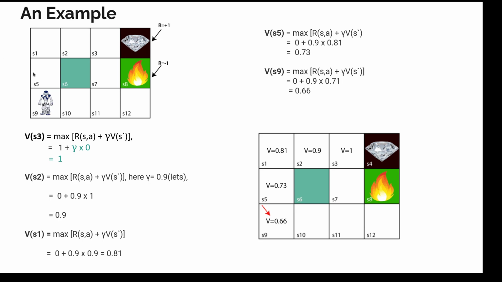Let's say the robot is at S9, and it is asking what is the value of S3. First it is calculated as the max over actions: you are at S3, from S3 you take the action which gives the maximum reward, plus gamma times the value of the next state, S dash. So it is R of S,A, and from S3 going right is the only best option, which gives a reward of 1. So 1 plus gamma times the value of this state, the diamond one, which is defined as 0. So gamma into 0, and finally the value of S3 is 1. This is how it is being calculated.